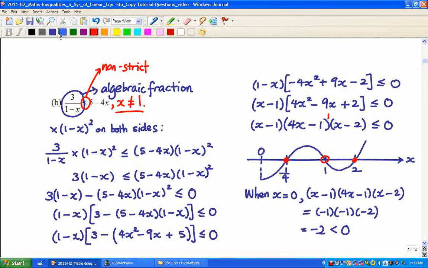Hence, our final solution should be x is a number which is less or equals to 1 quarter, or 1 is strictly smaller than x and x is less or equals to 2.